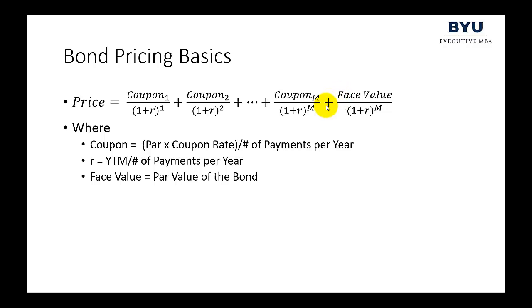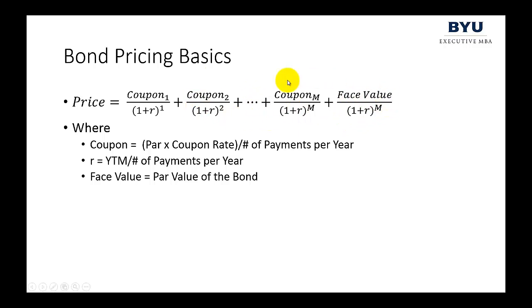Keep in mind, though, the yield to maturity is an annual stated rate. To get the periodic rate, we would need to divide that by the number of payments per year. So how are we going to get each coupon payment? Well, remember, that's par value times the coupon rate, both of those stamped on the face of the bond, divided by the number of payments per year. The R, or our discount rate, is going to be the yield to maturity divided by the number of payments per year, and the face value is just the par value, which is stamped on the face of the bond.